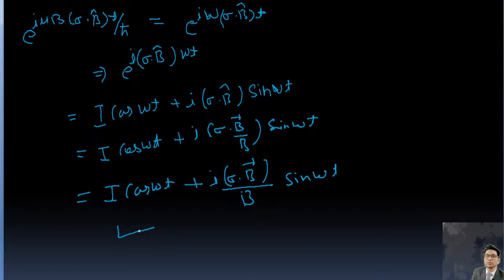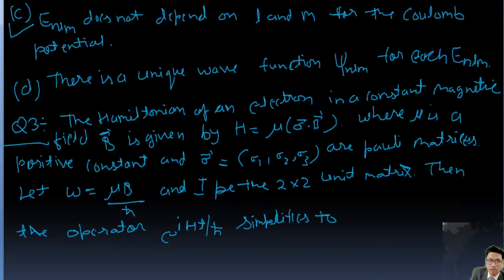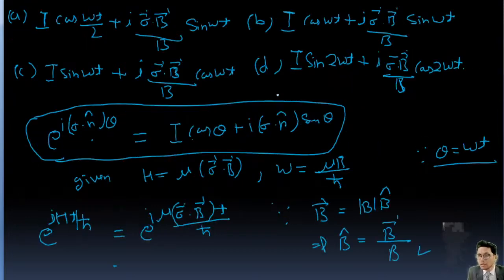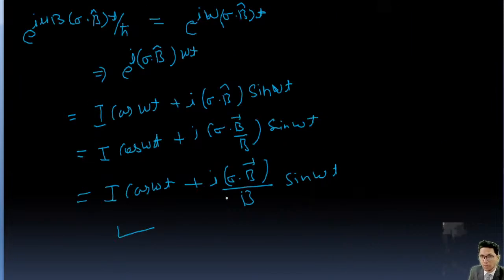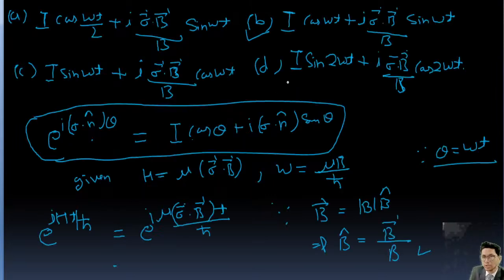So now we'll check which option is matching. Which option is matching? Iota cos omega t. This option B is matching. Okay, option B is matching. So this is the correct answer. Option B, iota cos omega t plus iota sigma dot vector b upon b sine omega t. That is option number B.